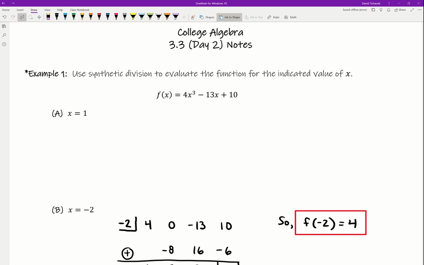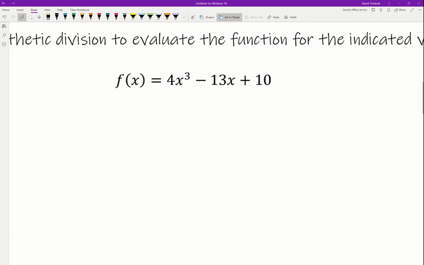So it just says use synthetic division to evaluate the function for the indicated value of x. We were given the function f of x is equal to 4x to the third minus 13x plus 10. And again, remember the most important thing that we could be doing here is making sure first that it's in standard form. So I think that it is, right? All of the variables have exponents that are in descending order.